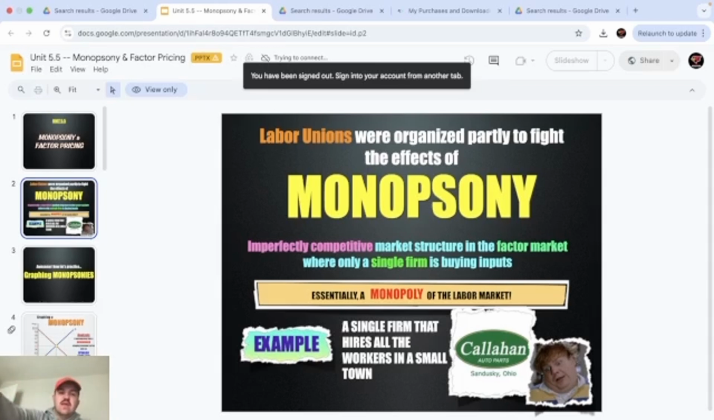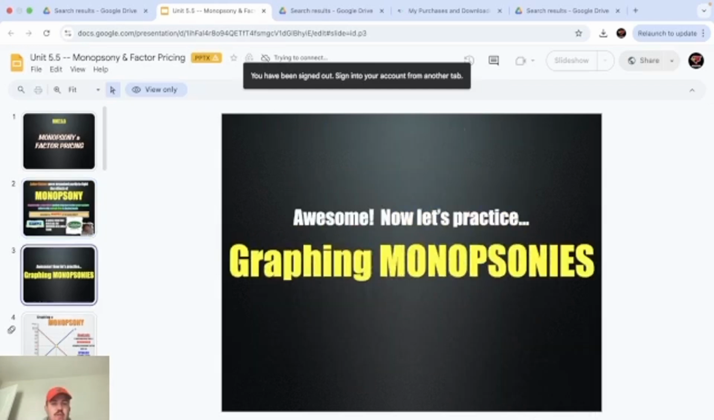So 5.5, labor unions were organized partly to fight the effects of monopsony. All I want you to basically understand is a monopsony is an imperfectly competitive factor market. So we already looked at labor and perfectly competitive labor and how that played out. Think about monopoly and the unit that we went over for monopoly, and a lot of the similar things are going to play out here, but this one is in the factor or the resource market where a single firm is buying all the inputs, or in other words, one firm is hiring all of the workers in a small town, okay? Callahan Auto Parts, I'll let you look up where that's from.